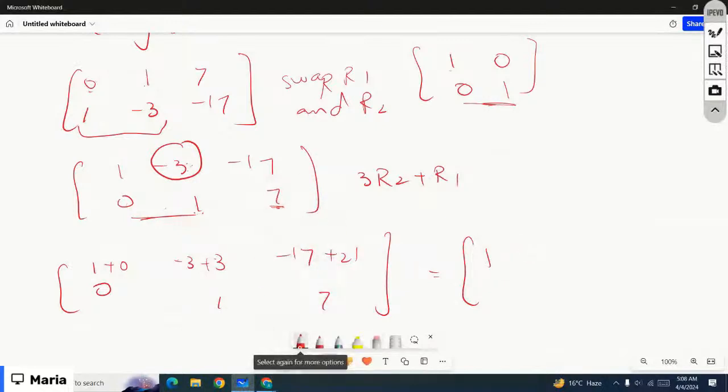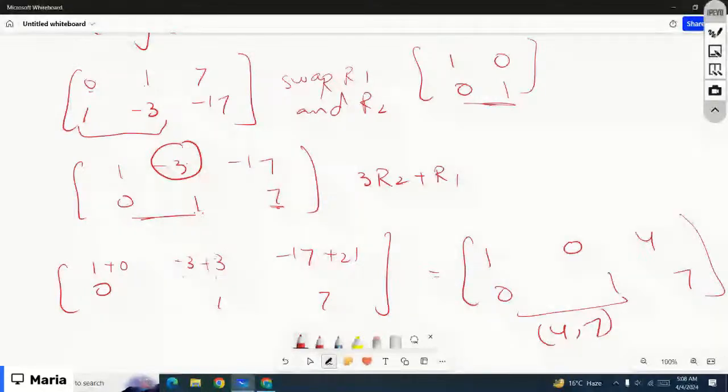Okay, so here you have 1. Then minus 3 plus 3 is 0. 21 minus 17 is 4. You have 0, 1 and 7. So you can see here this is now the identity matrix. You are left with 4 and 7. So the solution of the system is 4 and 7. Got it? That is the solution of the system, that is 4 and 7.